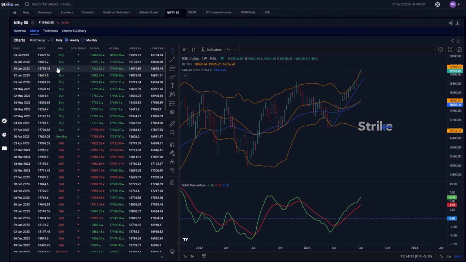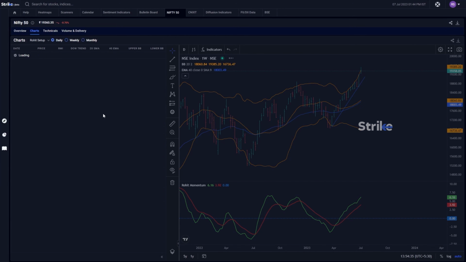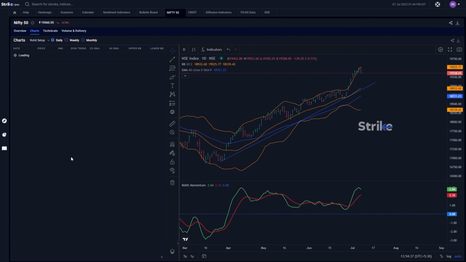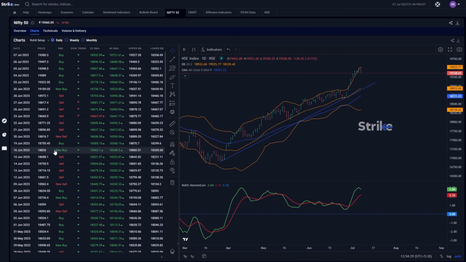So as long as the weekly is in buy, I switch to the daily, and every time I get a buy signal on the daily chart, that's a point of second entry, third entry, fourth entry, and that is essentially how you end up thinking about this.